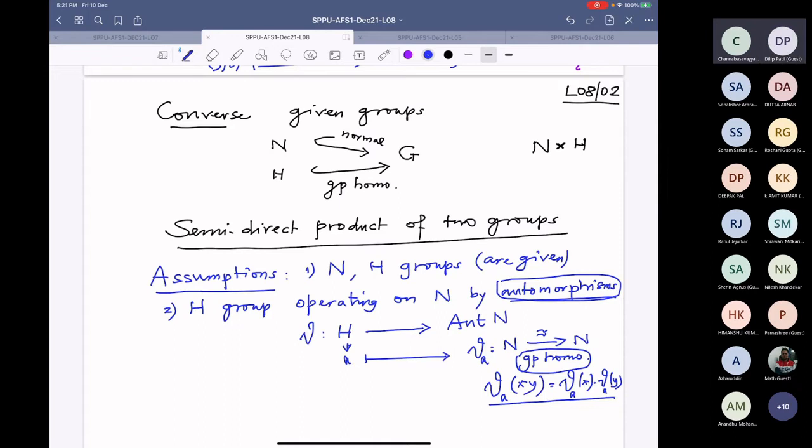Are the assumptions clear, Sonakshi? Sonakshi, Yes, sir. assumptions are clear? Yes, sir.